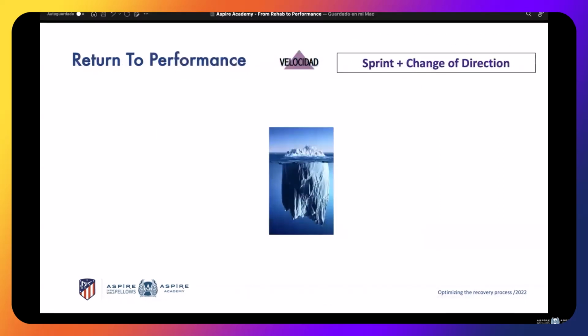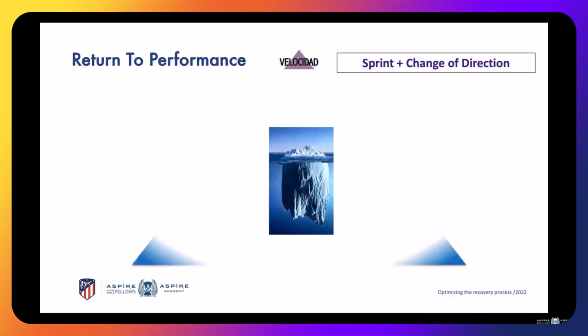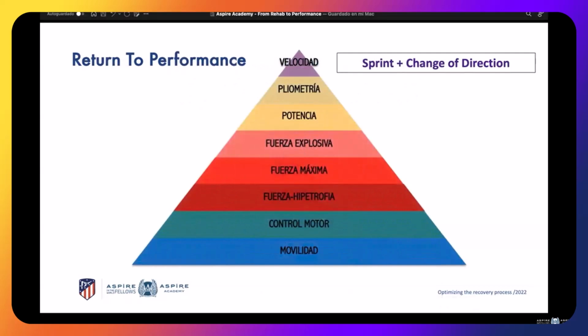So based on that, we know that the end of our rehab is going to be sprinting and the change of direction. But this is just the tip of the iceberg, and we have to do a more complex assessment of the player, a continuous assessment through the whole process. So we are sure that our player can face this injury mechanism with enough guarantees of not having a re-injury, which, as we all know, based on the epidemiology, is one of the most concerning issues that we have right now in football.